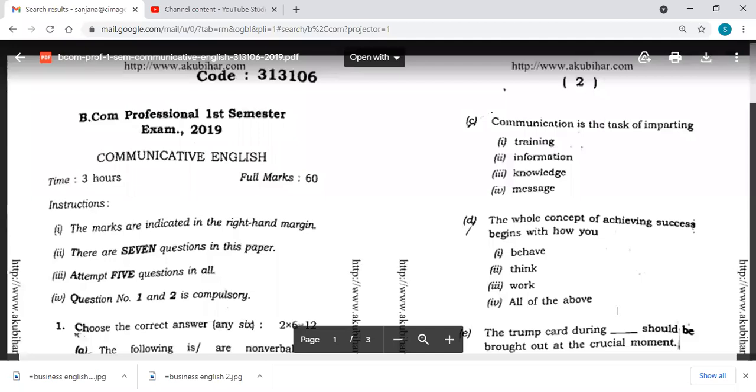Yeah, I'm going to share this with you so that you can work it out. And please be prepared for your external exam. These are the types of questions which may come.